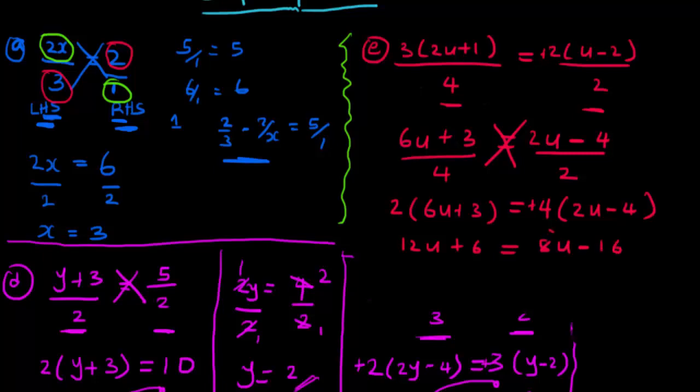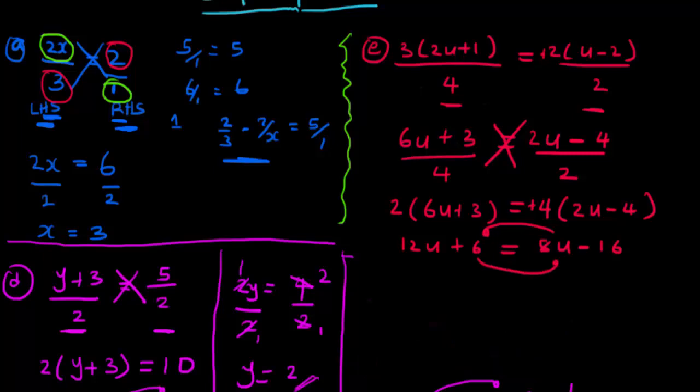So we collect like terms. 8u comes here. 6 goes here. So I'm left with 12u here. When 8u crosses the equals sign, we'll have minus 8u, because the sign of 8u here is plus. Equals, I'm left with minus 16 here. Plus 6 comes to meet minus 16, and the sign of plus 6 is plus. So when it crosses, it becomes minus 6.